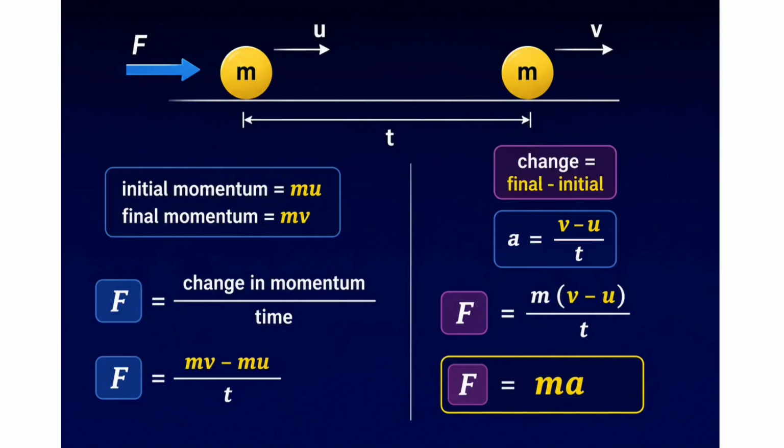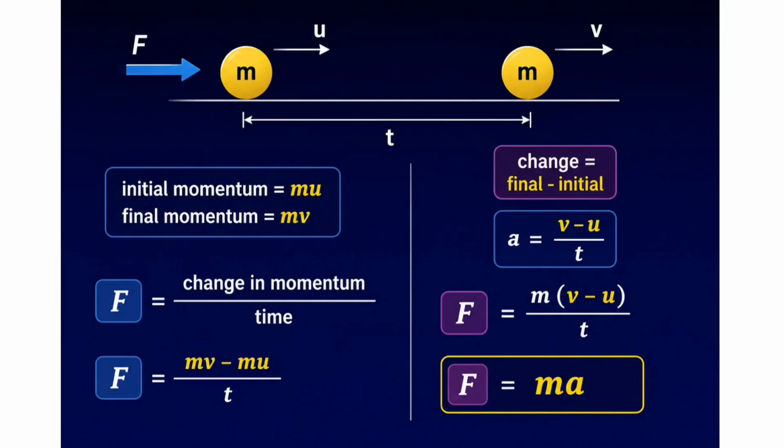Now let's look at the mathematical step on the left side. What is the total change in momentum? In physics, change is always calculated as final minus initial. So, the change in momentum equals mv minus mu. According to Newton's second law, force equals the change in momentum divided by time. Let's substitute our values into that formula. F is equal to mv minus mu upon t. This is the foundational mathematical expression of the second law.